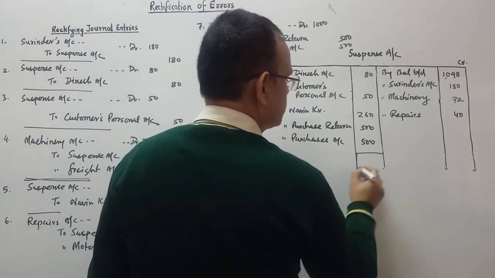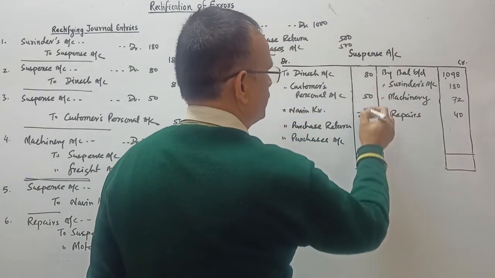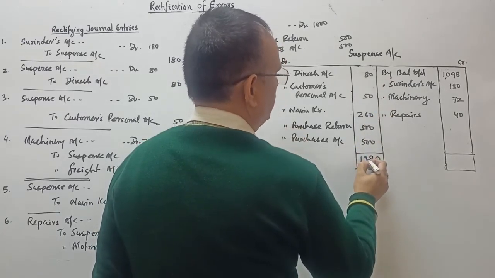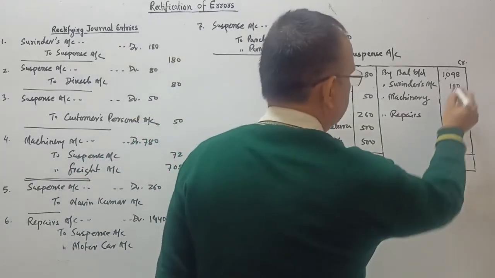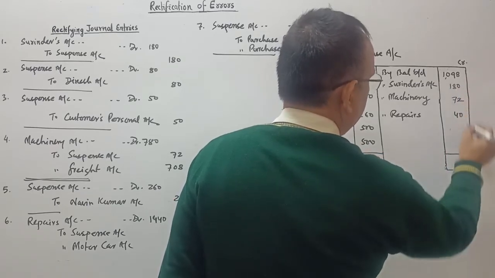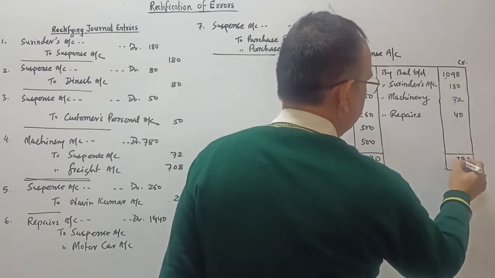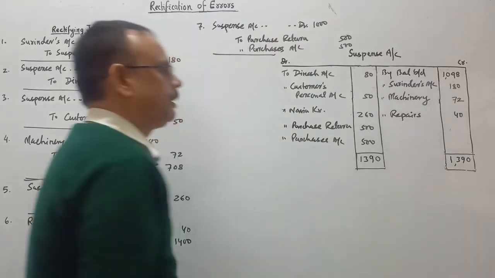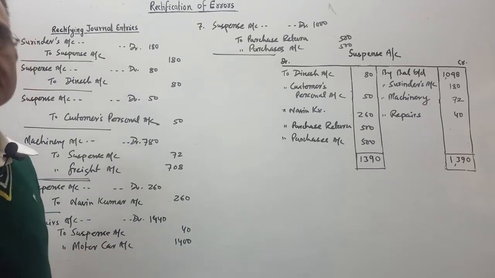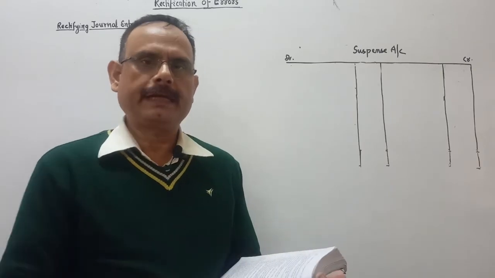Now we'll do the total and see whether it is matched or mismatched. This side total is 1390. This side is also 1390. So both side totals are matched. So come to the next question of rectification of errors.